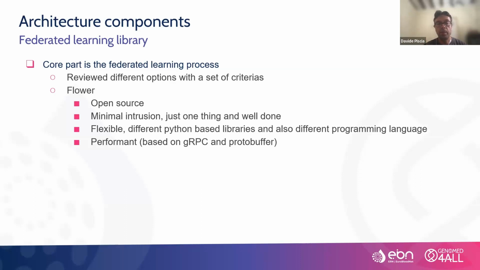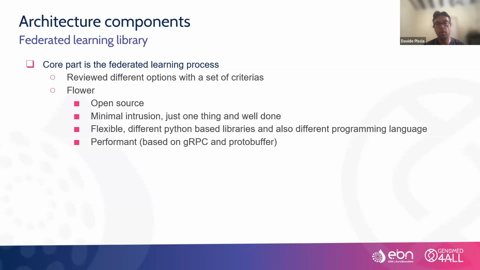So at the end, we chose an open source model library, which is called Flower. But during this process, we have extensively reviewed also different options. So we had defined a set of criteria, and we evaluated the different options. At the end, based on the result of all the criteria, we have chosen Flower, which is indeed open source. It comes from a research environment, but it also has commercial support if needed.